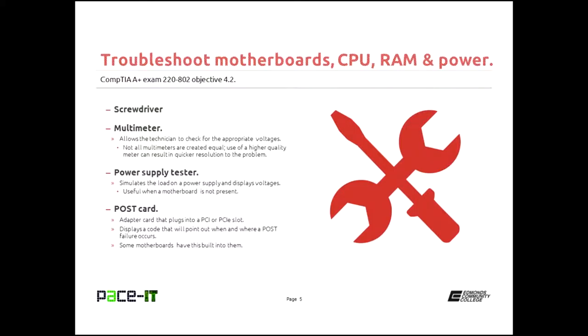Multimeters also come in handy. These allow you to check for the appropriate voltages, make sure everything's getting the power that it should have. I will say that all multimeters are not created equal. This is one of the few times that I will tell you that you should step up and spend a little bit of money if you're going to buy a multimeter. Buy a fairly decent one. Buy one that's a little bit higher quality, probably middle of the road in value or just a little bit below the middle of the road. You'll be much happier than if you just spend $29.95 for a basic multimeter.